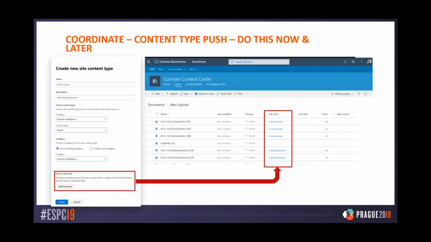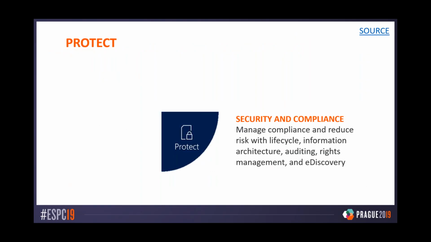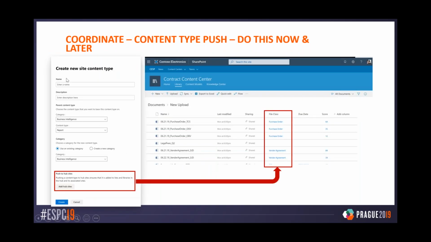So for example, this is a little bit small, but if we create a new site content type, we'll go ahead and fill out the information about it. And then at Ignite, they showed this screenshot with the publish to hub sites button. And it says if you publish a content type to a hub site, it ensures that it's added to all the lists and libraries in the hub and in its associated sites.